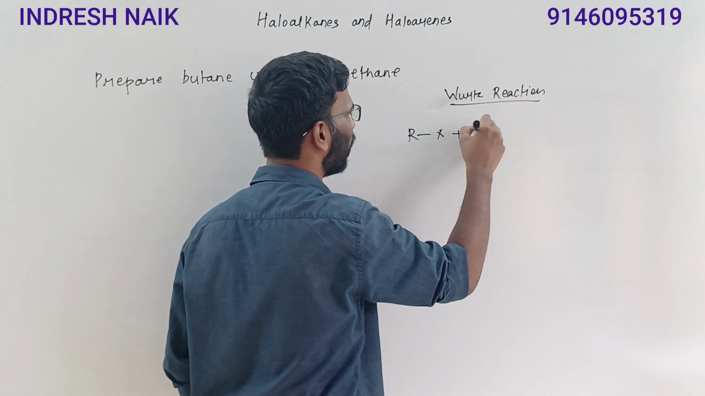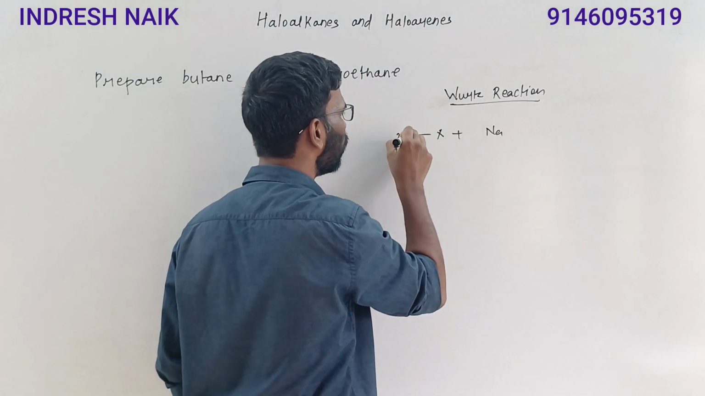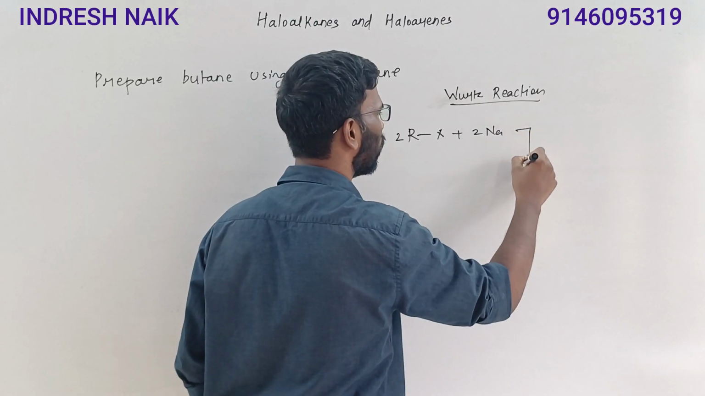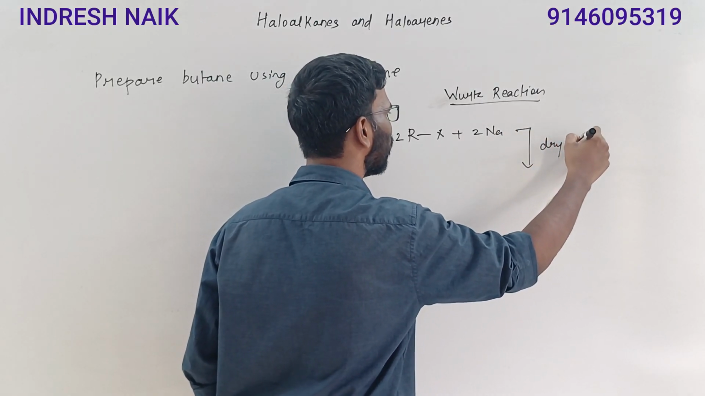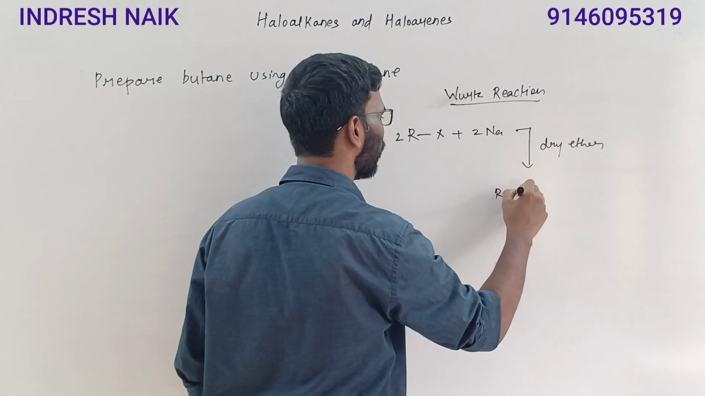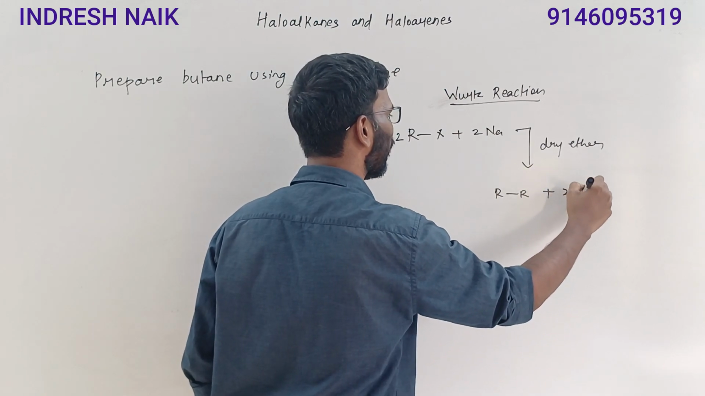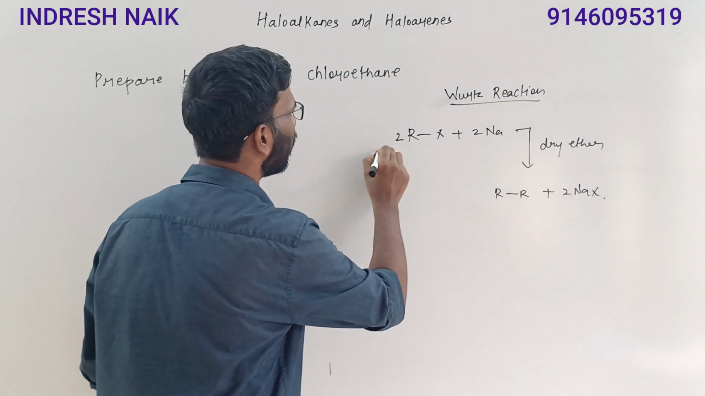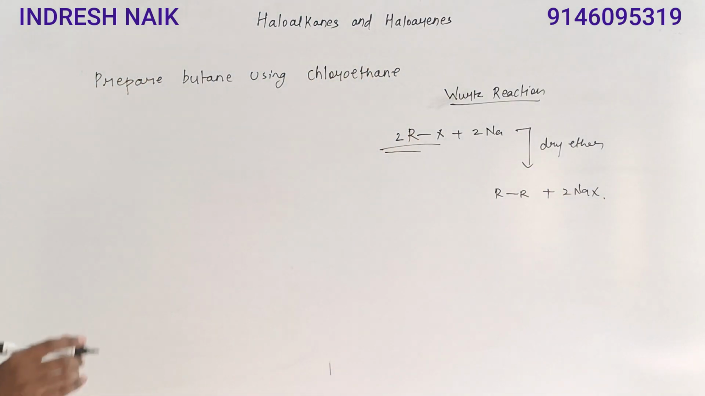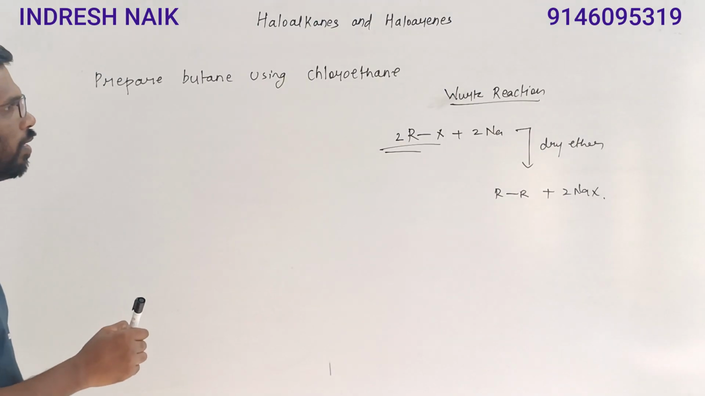2 moles of alkyl halide we are taking, like sodium: 2 moles of alkyl halide, 2 moles of sodium, in the presence of dry ether, you get this, R-R plus 2NaX. Right? So it is this reaction with the metal, the Wurtz reaction. Reaction of the alkyl halide with the metal.